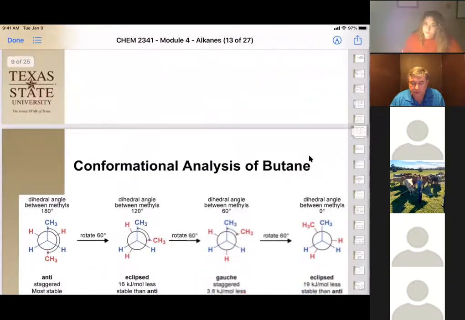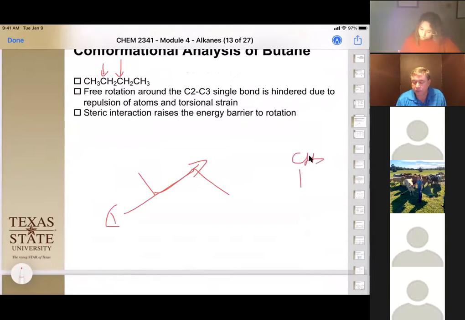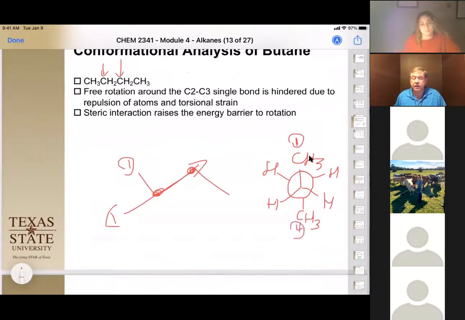Okay, so again, if we drew out our butane here, we're going to look down this axis. So when we draw our Newman projection, we're going to have a methyl group attached to 2 hydrogens. And then we're going to have our back carbon here, with 2 hydrogens and our methyl group. Okay. So we're looking again down carbon 2 and carbon 3. Carbon 1 is here in the front. Carbon 4 is here in the back. Okay. So that's our Newman projection for our butane.